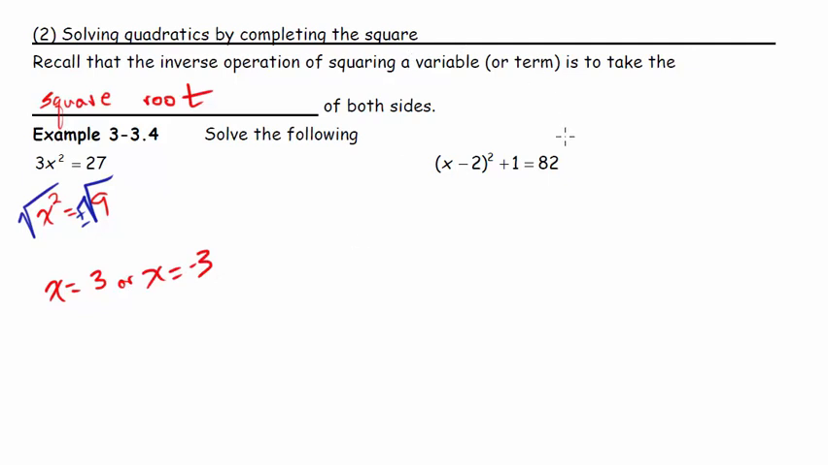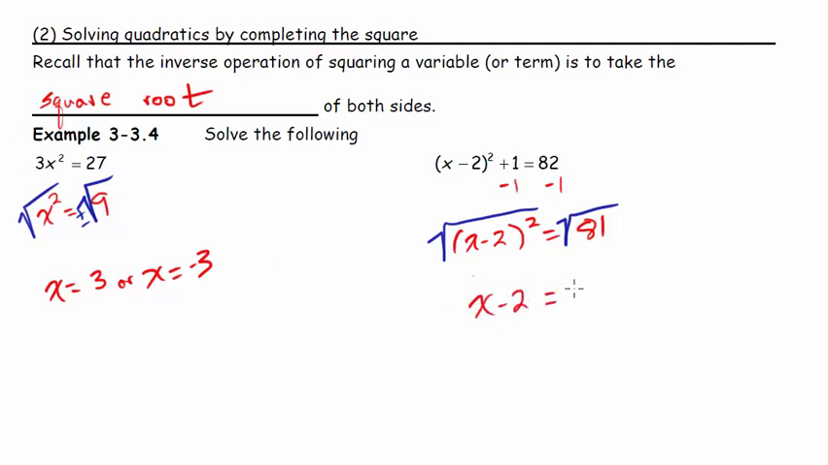Okay, not too bad. Let's see over here. I want to solve this, so I might subtract 1 from both sides, and I get x minus 2 squared is 81. Now I take the square root of both sides, and I get x minus 2 is 9, or x minus 2 is negative 9. So here I'm going to add 2 to both sides and get 11 over here, or negative 7 over here. Alright, so the opposite of squaring a term is to take the square root.